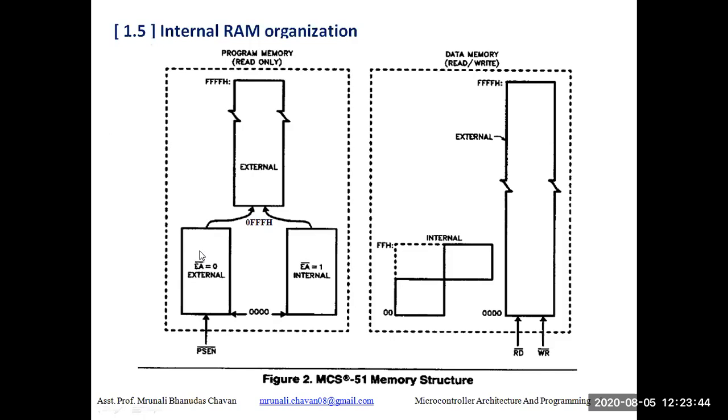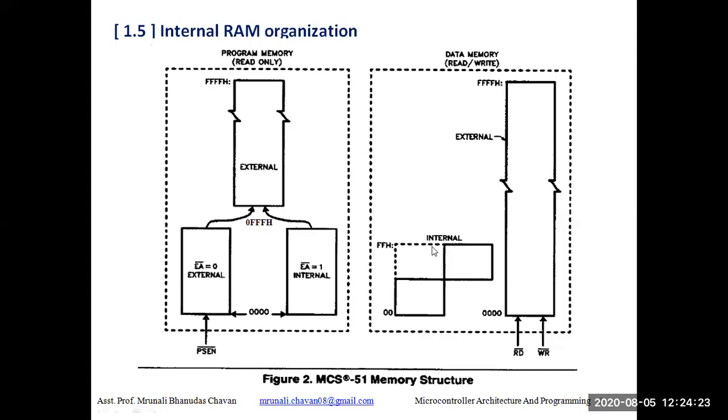If the EA pin is connected to ground, then it will fetch the addresses from external memory, and if the EA pin is connected to VCC, then the program fetches the addresses from 0000 to 0FFFH, that is a total of 4K, from the internal ROM, and the addresses above this, that is 1000H to FFFFH, the remaining 60 KB of memory, can be fetched from external ROM. Okay. Next, we have to see the data memory.